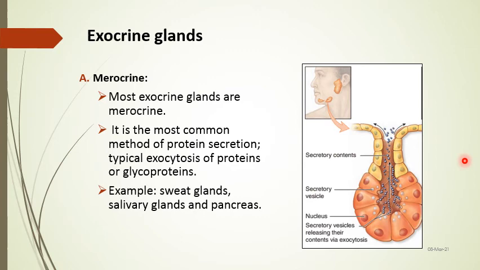Examples of these merocrine glands: sweat glands, salivary glands, pancreas. Most of the exocrine glands are merocrine, that release their secretion via typical exocytosis of proteins.